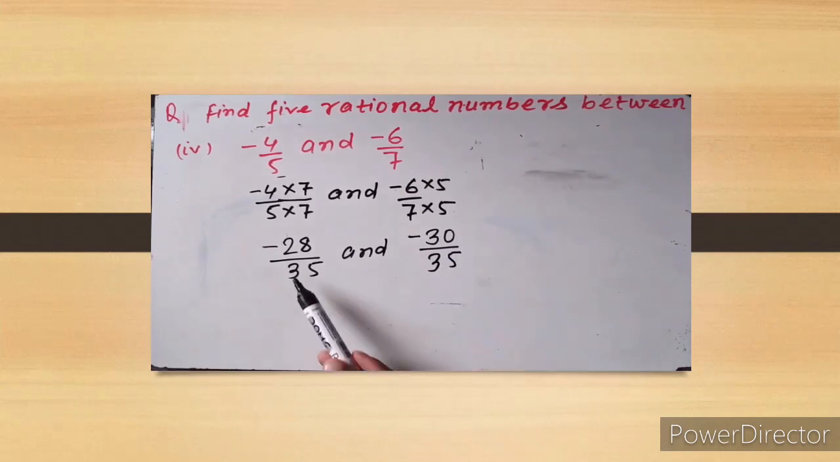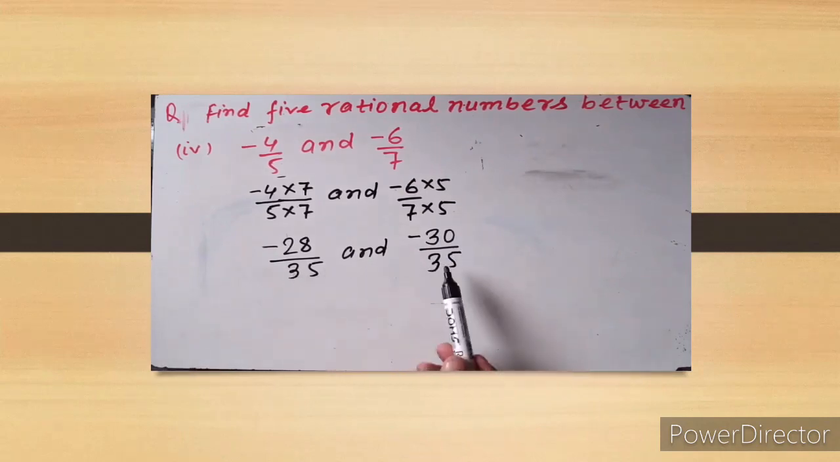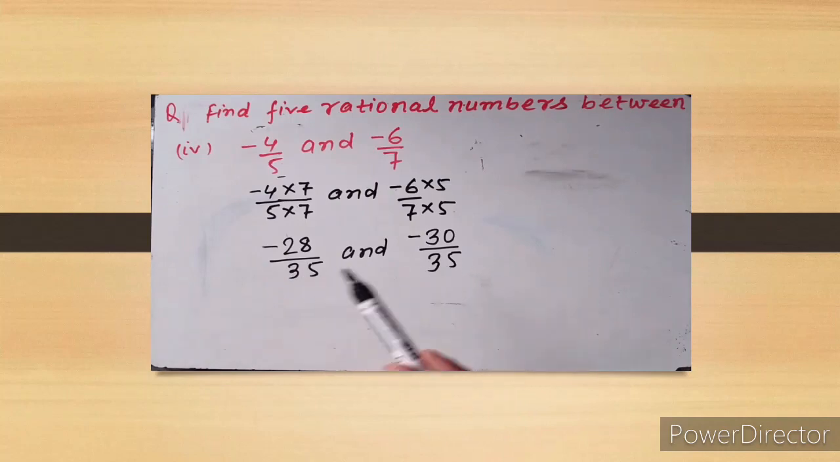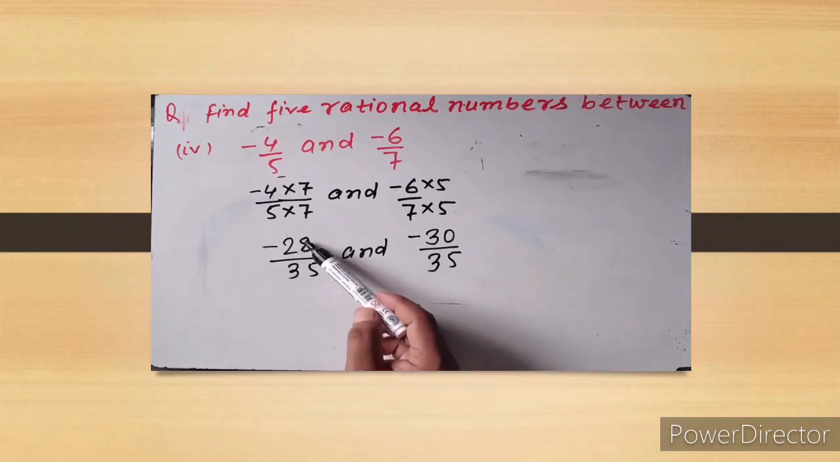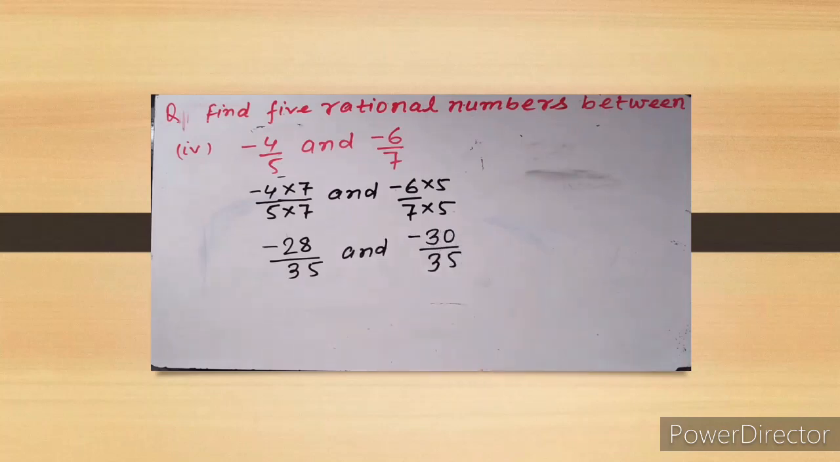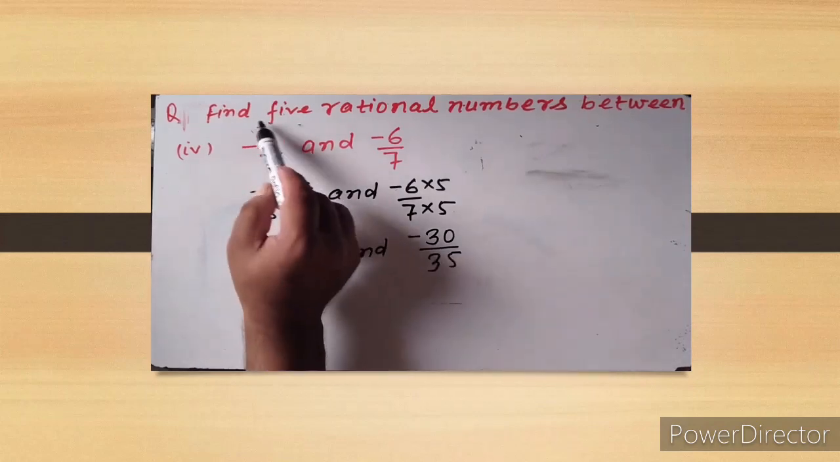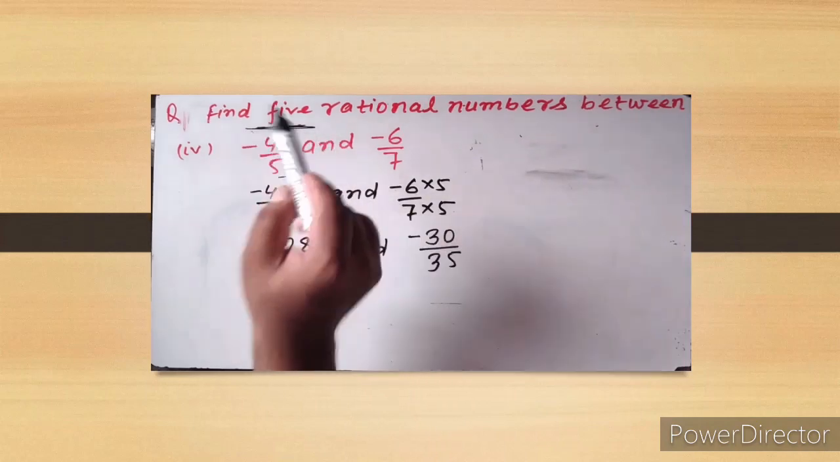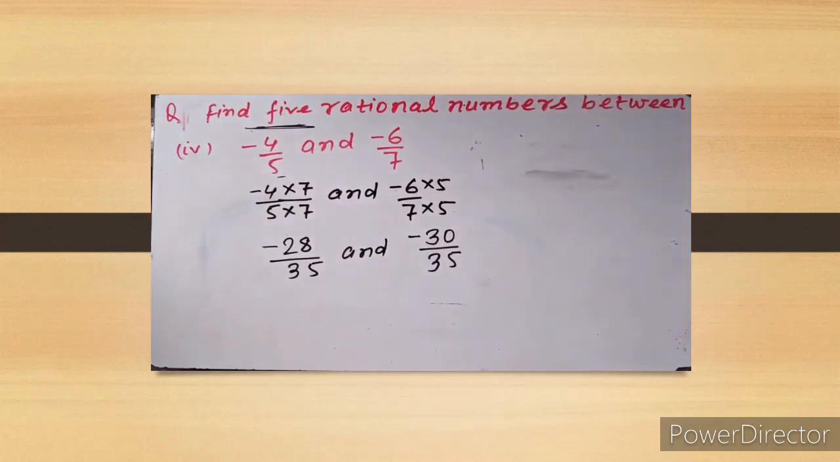So you can see we have equalized the denominators. Here 35, here also 35. But between minus 28 and minus 30, we are getting only one rational number, which is minus 29. So we have to find how many rational numbers, my dear students? 5 rational numbers. We will take one number ahead of 5, which is 6.